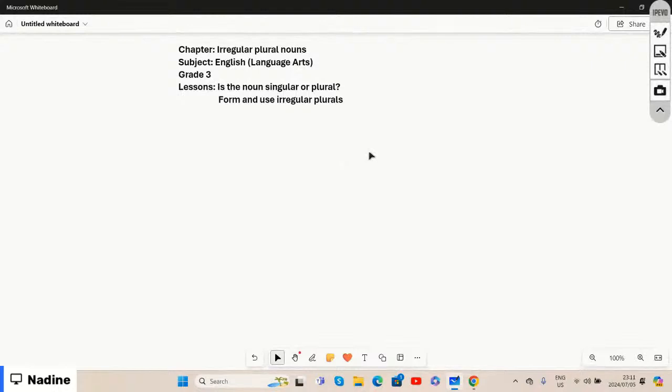All right, so when it comes to irregular plural nouns, right? So we have nouns, and we said nouns name a person, an animal, places, and things, right? So those are nouns.